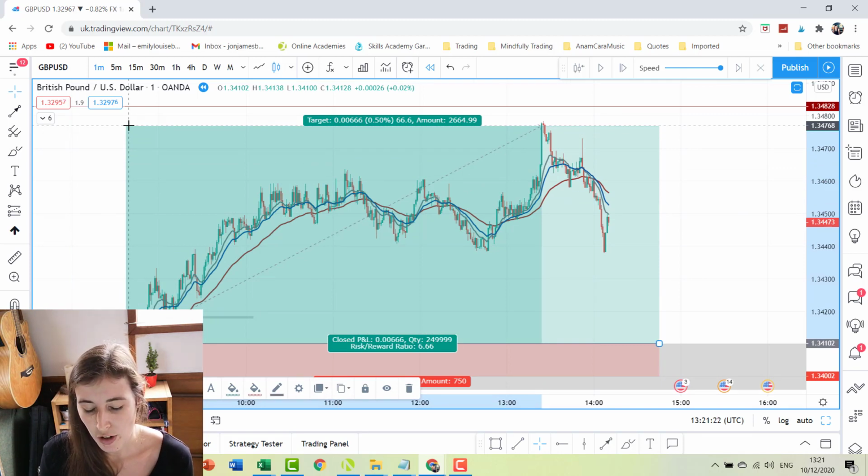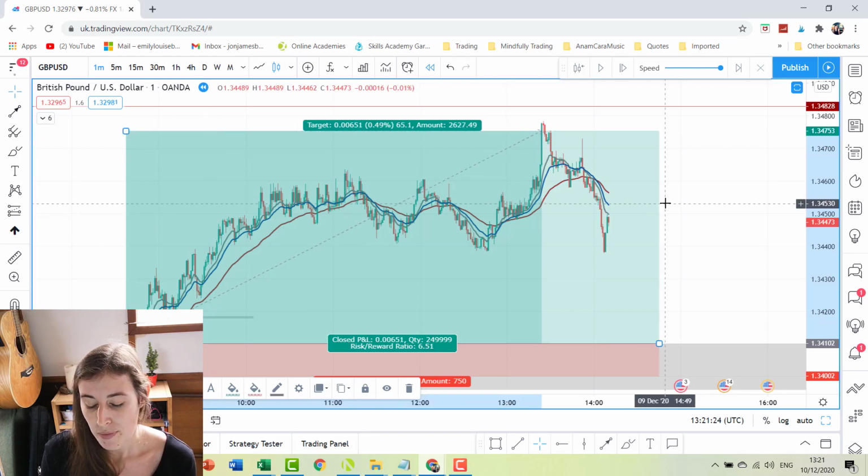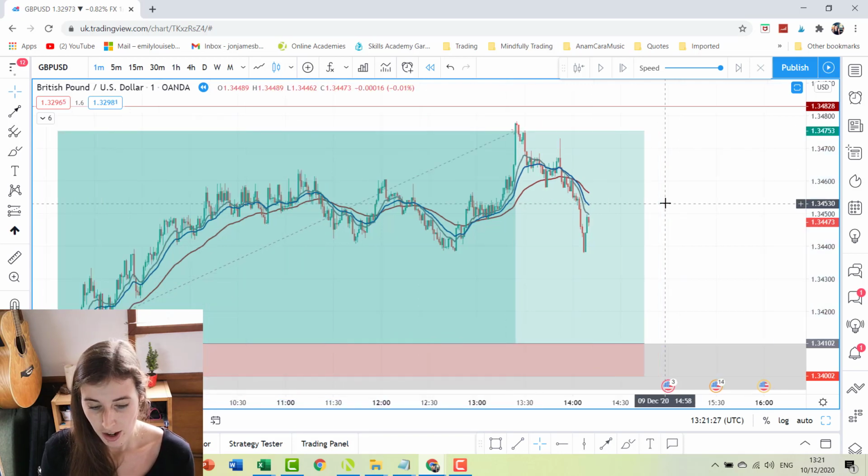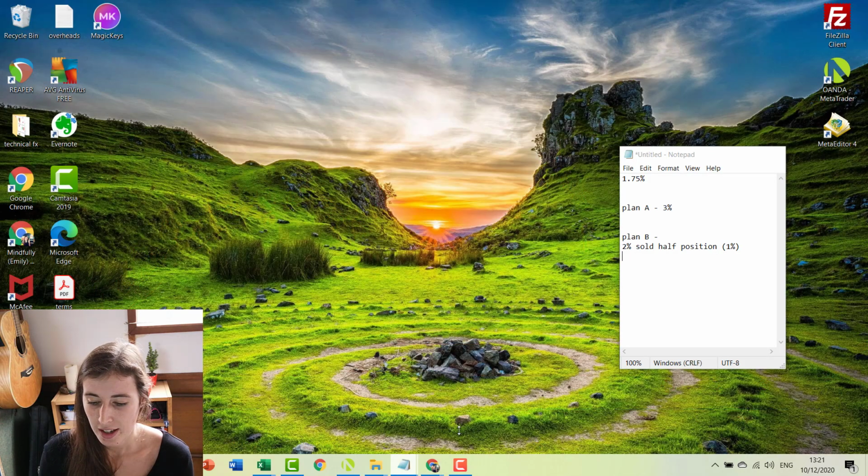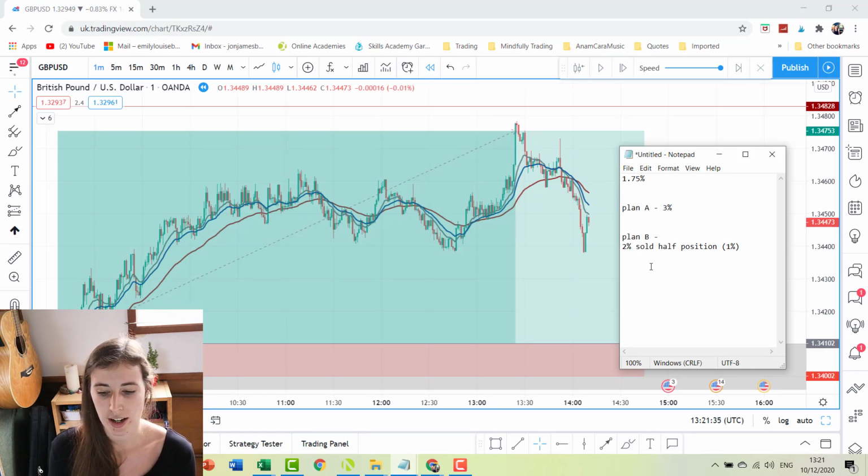Now, I'm not saying that I would have held the entire thing, although I guess there would have been an opportunity to. I could have sold half of that position at 2R for plan B. And the remaining position, I could have let it run and kept a 15 pip trailing stop, which is something that I can do on MetaTrader. There's a minimum of 15 pips required for a trailing stop. I've looked at that since doing this trade.